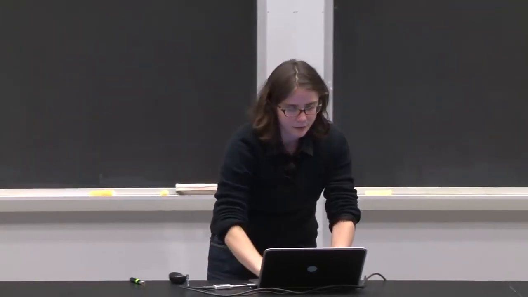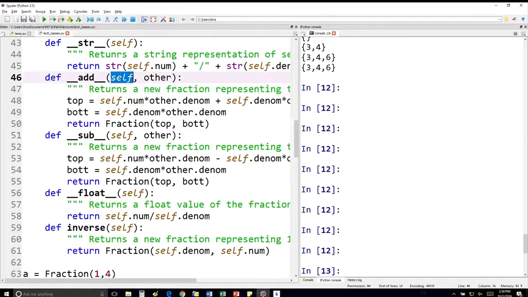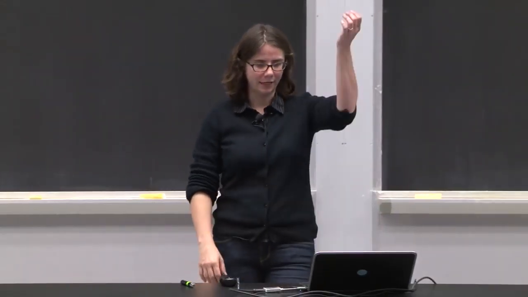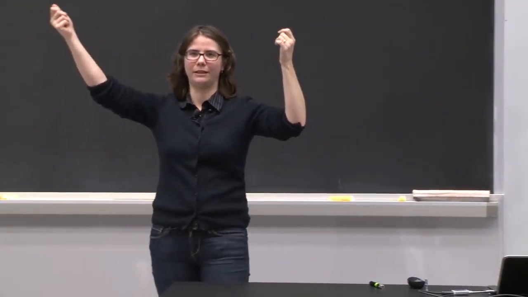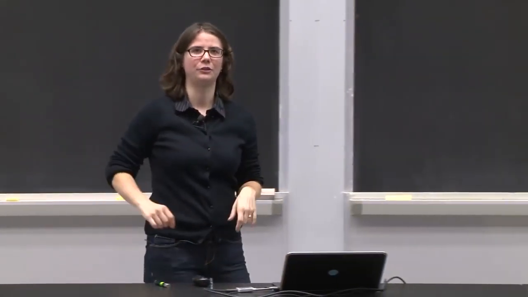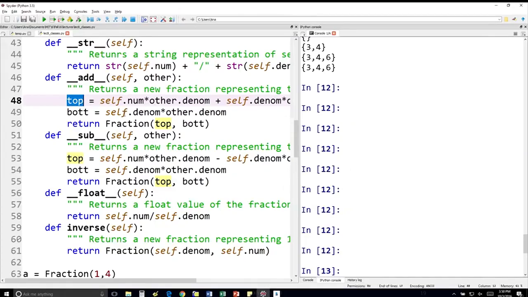We're going to take self, which is the instance of an object that I want to do the add operation on. And we're going to take other, which is the other instance of an object that I want to do the operation on, so the addition. And I'm going to figure out the new top of the resulting fraction. So it's my numerator multiplied by the other denominator plus my denominator multiplied by the other numerator, and then divided by the multiplication of the two denominators. So the top is going to be that. The bottom is going to be that.